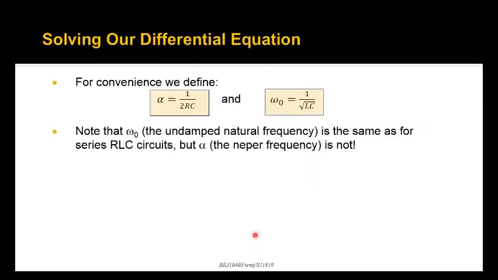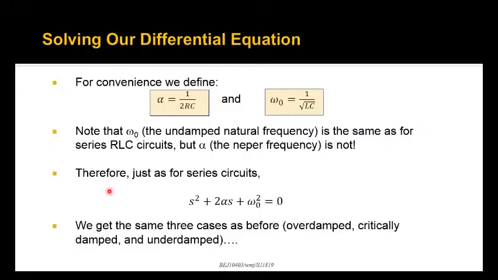For convenience, we define alpha equals 1 over 2RC and omega naught equals 1 over the square root of LC. Note that omega naught is the undamped natural frequency, and this is the same as in the series RLC circuit, but the Neper frequency, alpha, is different. Just as for series, you will have the equation s squared plus 2 alpha s plus omega naught squared equals 0. And now you can get the three cases like in series RLC, which are the overdamped case, the critically damped case, and the underdamped case.